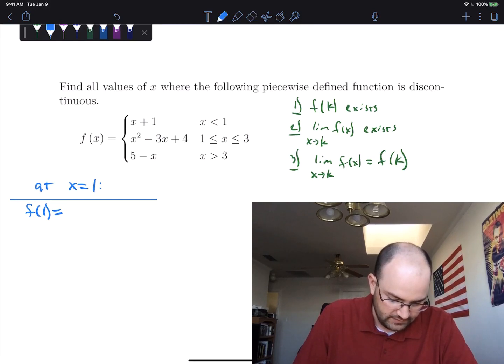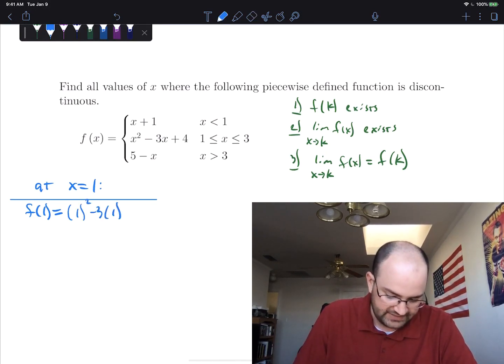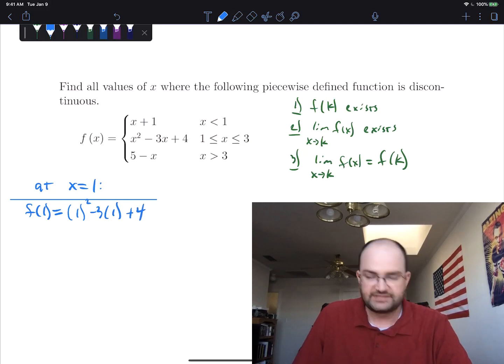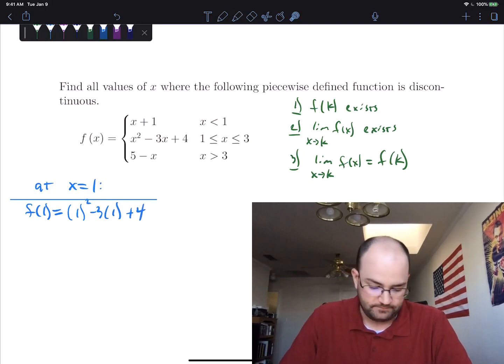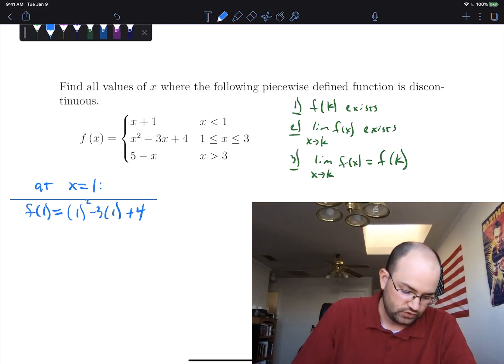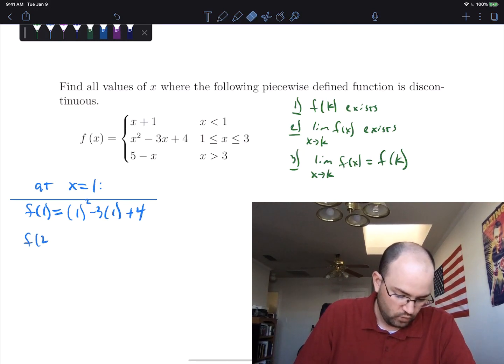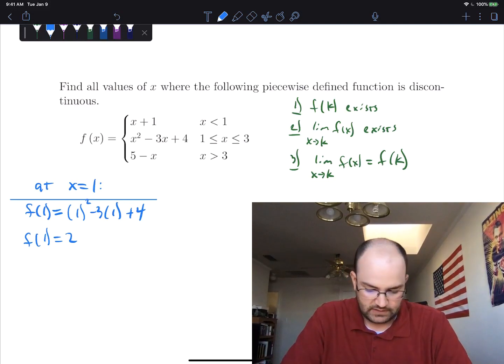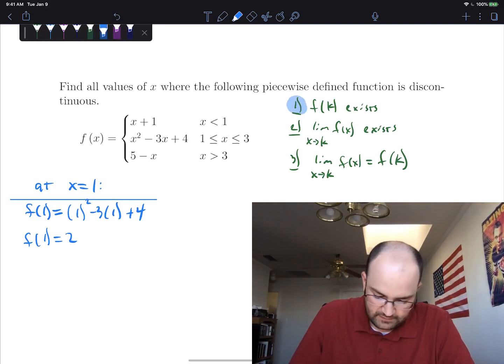So plugging this in, that gives us 1 squared minus 3 times 1 plus 4. And then simplify. 1 squared is 1, negative 3. So 1 minus 3 is negative 2, plus 4 is 2. So f of 1 is equal to 2. Good. That was the first condition.